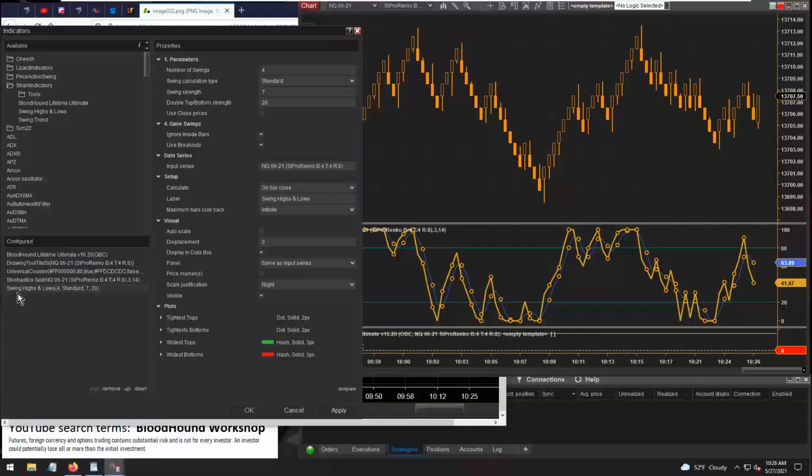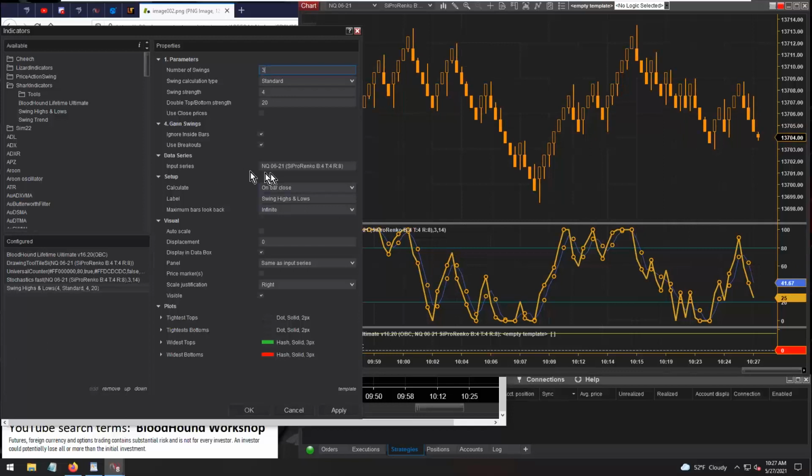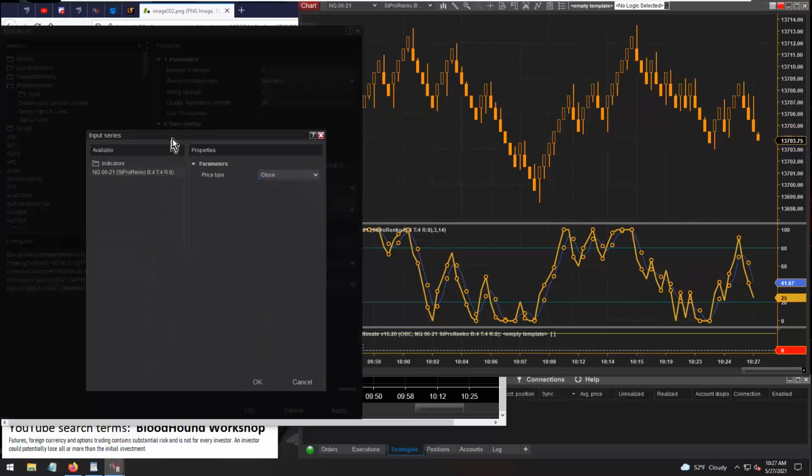So what we need is some kind of swing point indicator, and we're going to apply it onto the stochastics. The swing indicator is what is detecting the high and low points. I think we're probably going to need to reduce the swing strength as well. Also, for the swing indicator, we need to feed the fast stochastics into it. So let's change the input series.